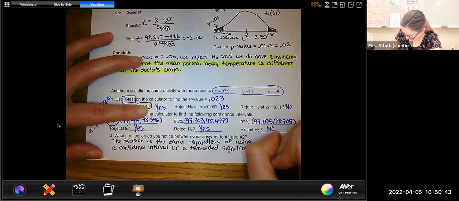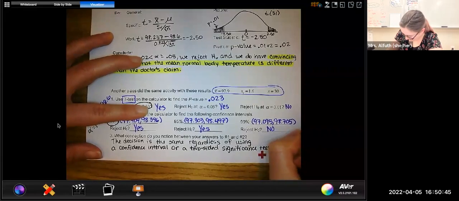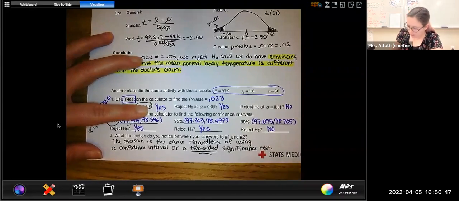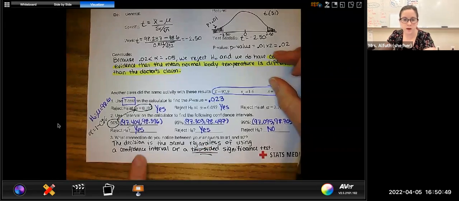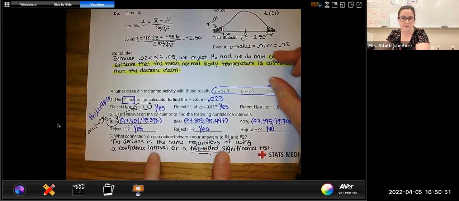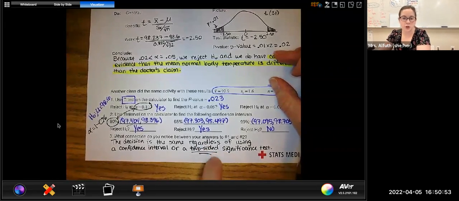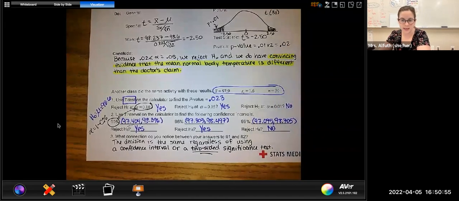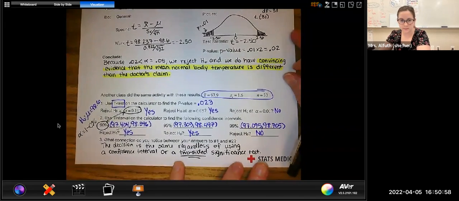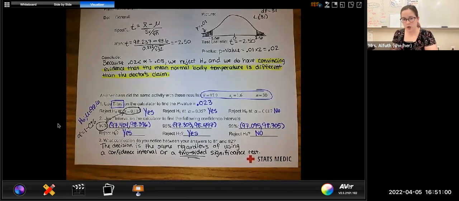One thing that you'll also see in the notes when you open up that PDF, in order for this to work, the confidence interval and that two-sided significance test, it has to be two-sided. It cannot be a one-sided significance test. If you need to go back to watch how we did both of those in the calculator again, you can do that.